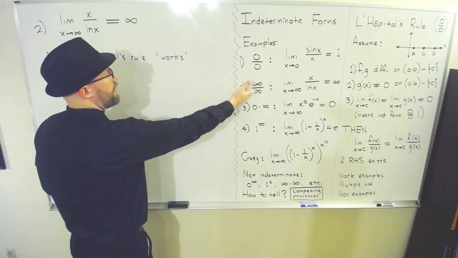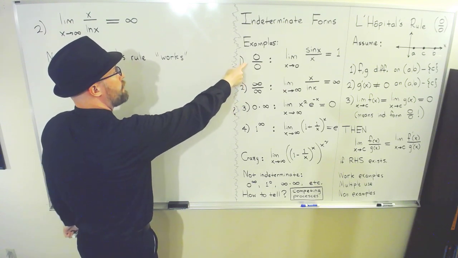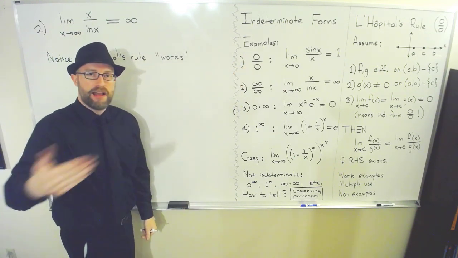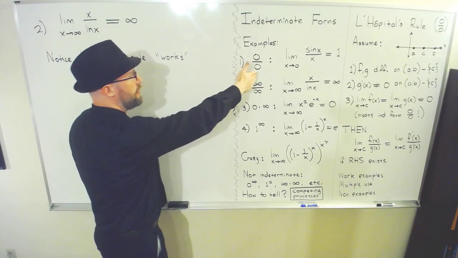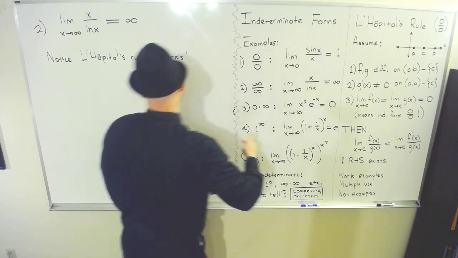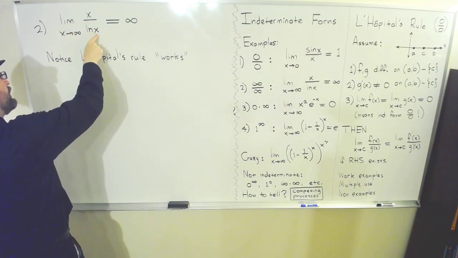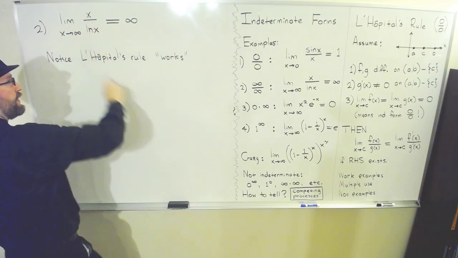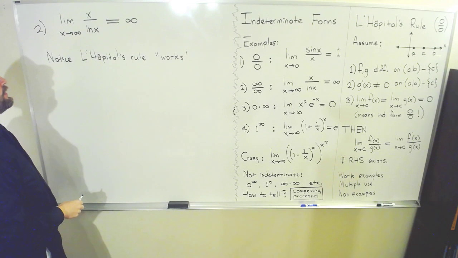Just to backtrack and compare to what we wrote before. You remember the way I got this 0 over 0 is I naively substituted in what would happen if I just put in a 0 for x and a 0 for x here. I would get 0 over 0. Well, if I put in an infinity for x here and an infinity for x here, I would get infinity over infinity. And so that's why I write this as the indeterminate form in that case.